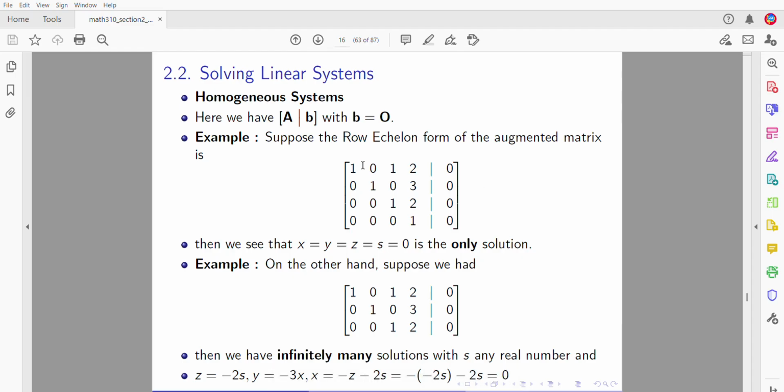Whereas here, the number of variables is 1, 2, 3, 4, and the number of equations is 1, 2, 3, 4. They are equal, so I have only the trivial solution. Everybody equals 0 is the only solution.